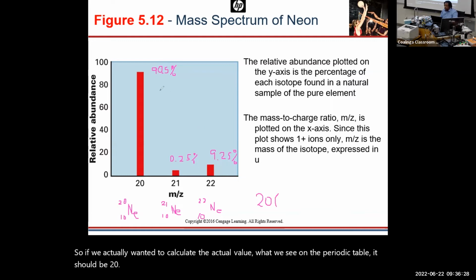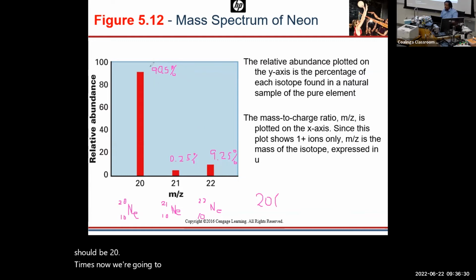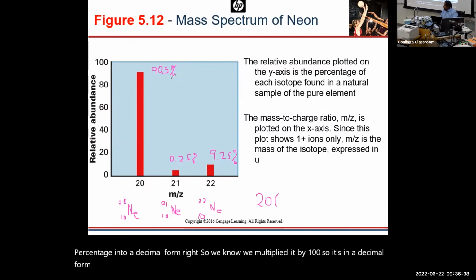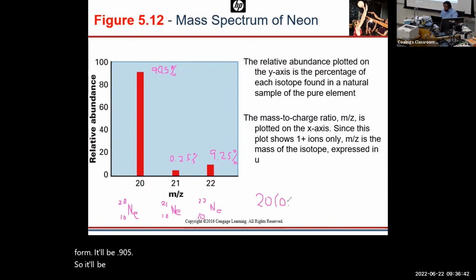times. Now we're going to change our percentage into a decimal form, right? So we know we multiplied it by 100. So if it's in a decimal form, it'll be 0.905. Just divided by 100.